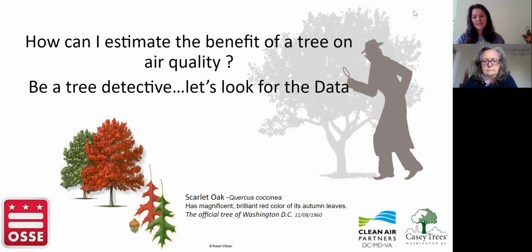I just have on this slide as well the scarlet oak, which is the official tree of Washington, DC. It was selected in 1960. It is known for its brilliant red color in autumn. So I'd like to feature that tree first.